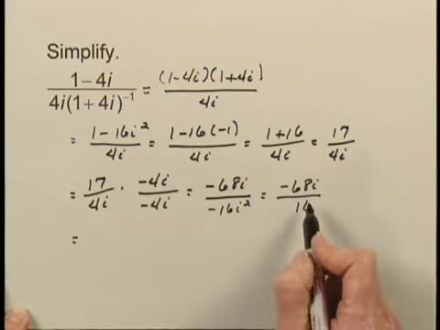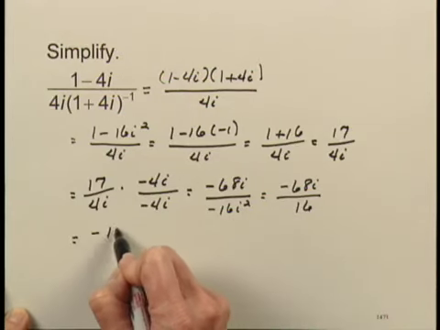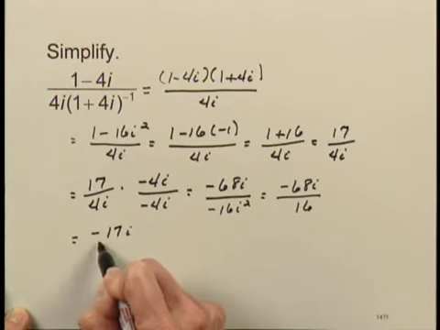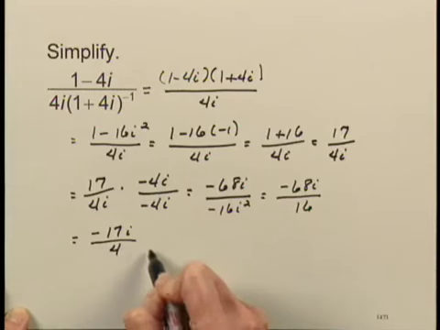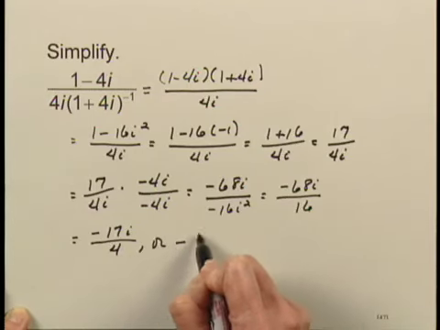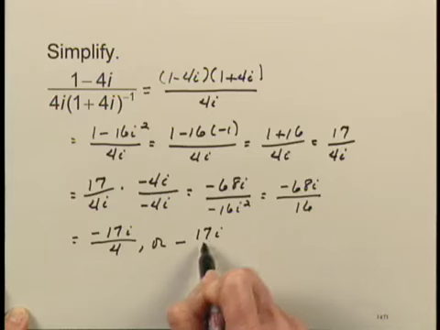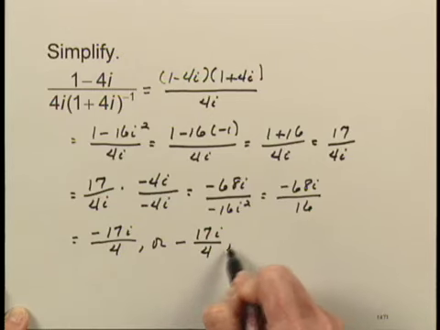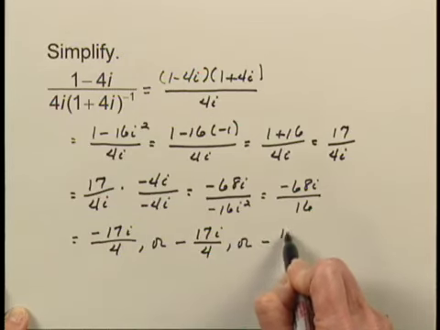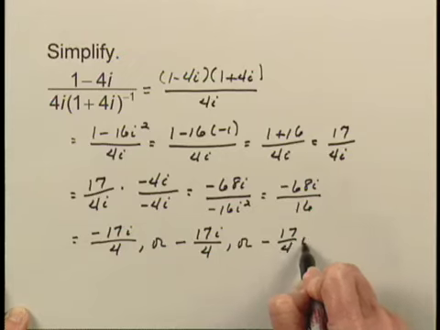And when I simplify, I get negative 17i over 4, or we might write this as negative 17i over 4 with the negative sign in front of the fraction bar, or we could also write this as negative 17 over 4i.